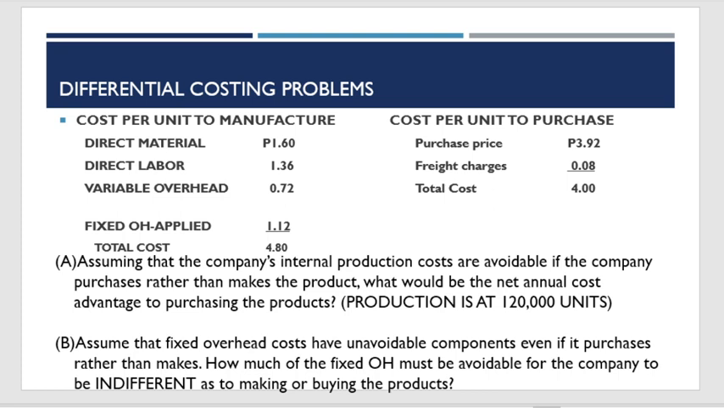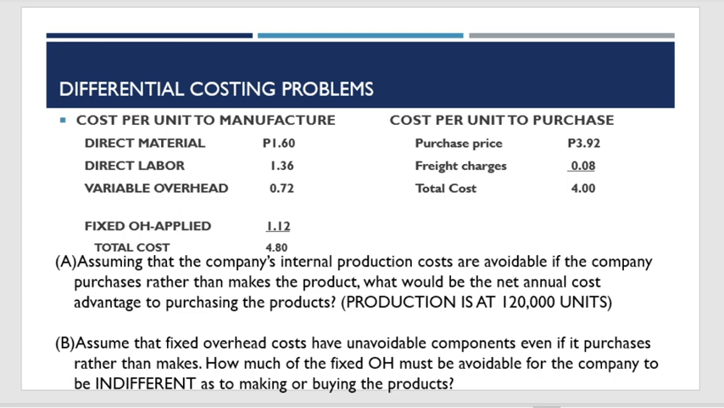96,000 for item A. For item B, assume that the fixed overhead costs have unavoidable components. So, merong unavoidable components daw yung fixed overhead na kahit pa bumili ka sa labas ay magko-continue na maiincur even if it purchases rather than makes. How much of the fixed must be avoidable for the company to be indifferent as to making or buying the products? What do we mean when we say indifferent? Indifferent, ibig sabihin, walang pinagkaiba yung alternative 1 at alternative 2. Yun ang ibig niyang sabihin dyan.